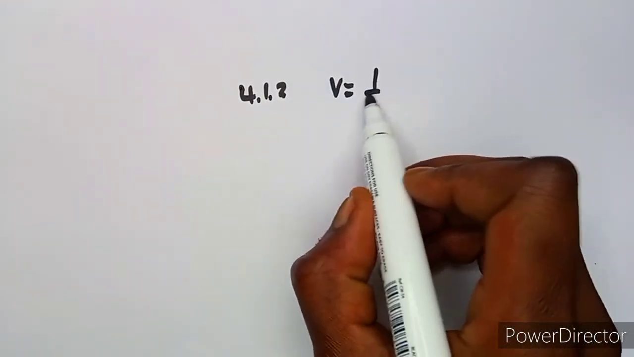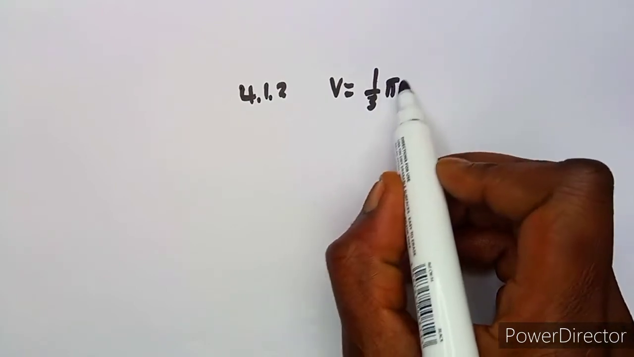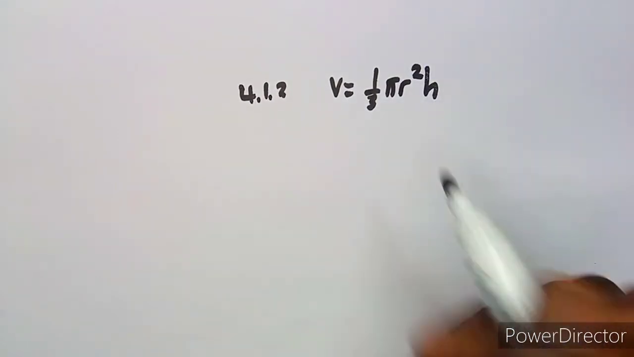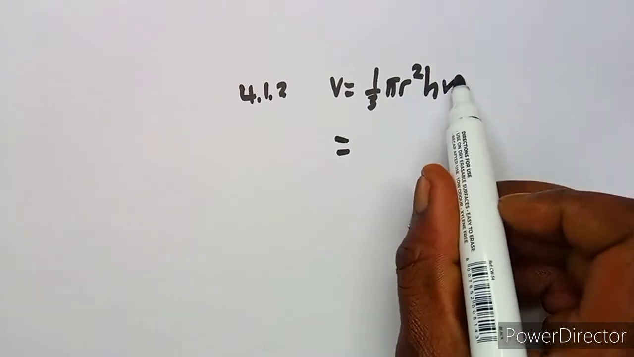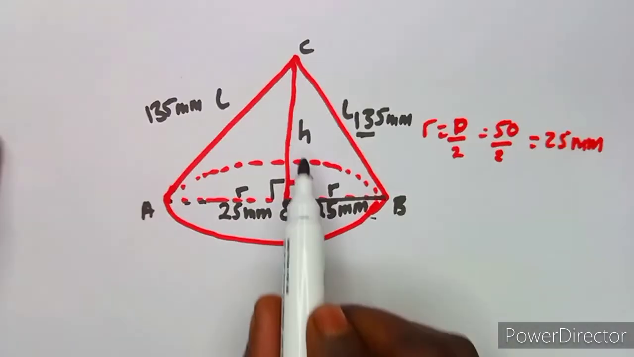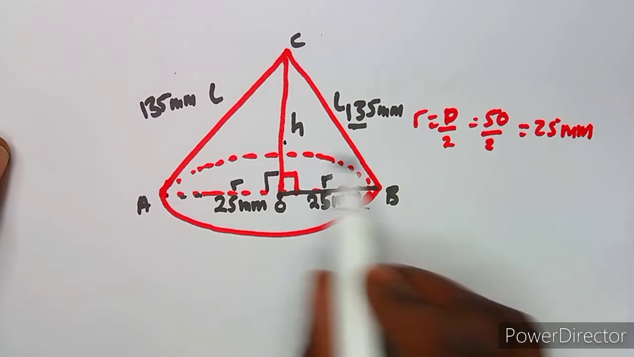So volume is a third of the base area, where the base area is pi r squared, times h, like this. So do we have this height? We do not have this height. So let's calculate our height here.